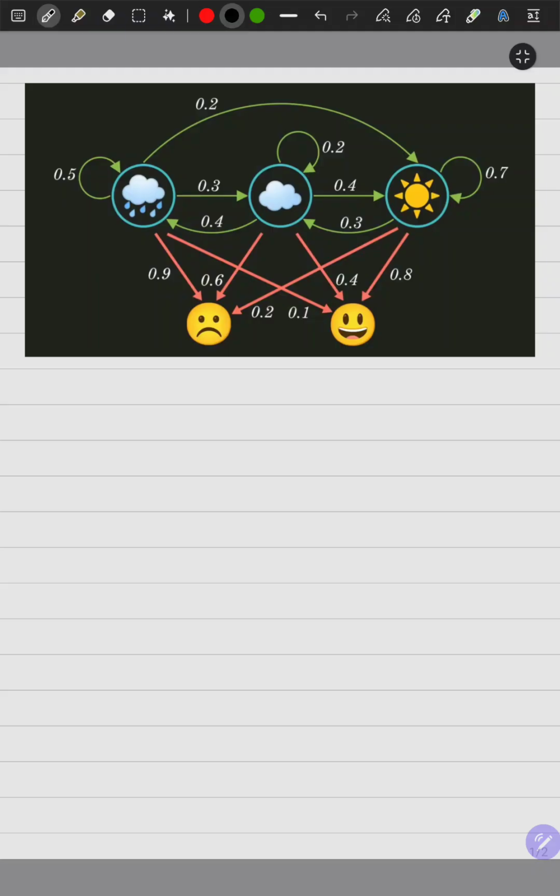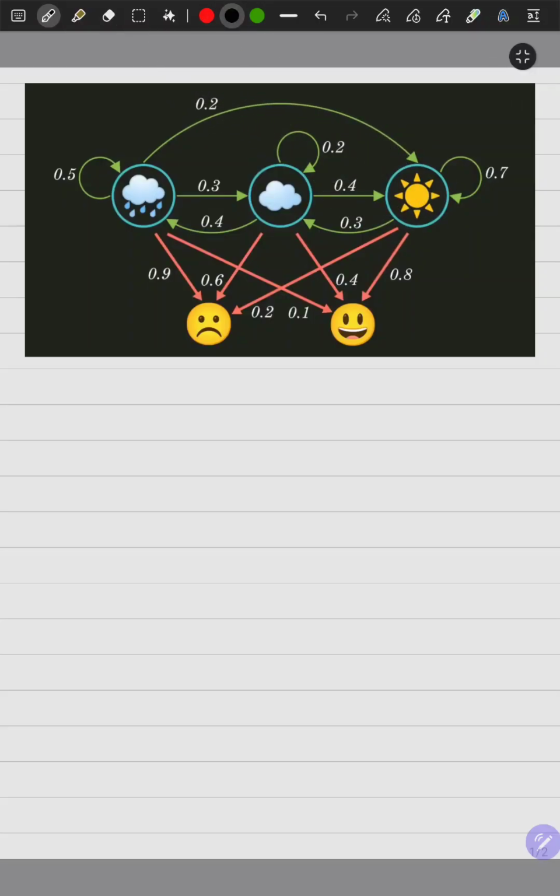So let's take a look at all the green arrows first. These green arrows show the transition probabilities. That means if the weather is, for example, rainy today, what is the probability? So if the weather is one thing today, what is the probability of the weather being some other thing tomorrow? For example, if today is rainy, there is 0.5 probability that it still remains rainy. There is 0.3 probability that it becomes cloudy, and there is 0.2 probability that it becomes sunny.